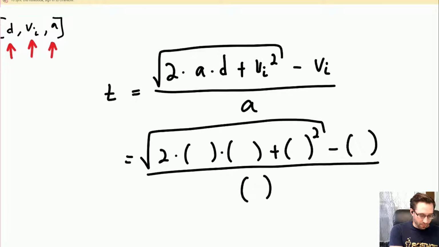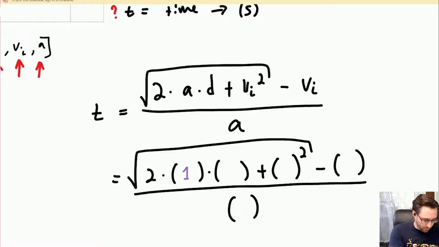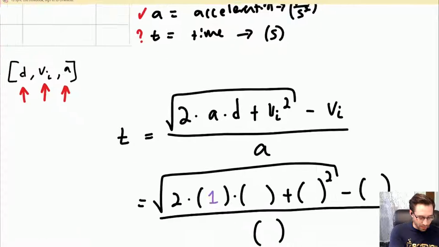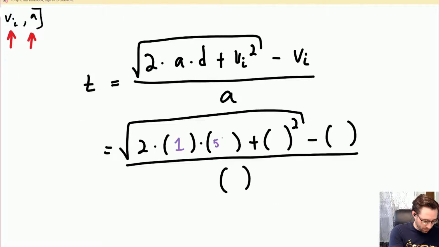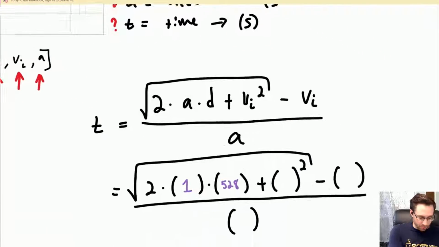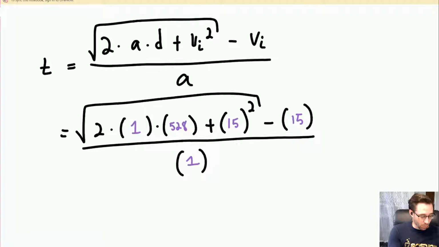All right, so the value for A was 1 meter per second squared. So I put a 1 there. The distance was 528. So 528. The initial velocity was 15. So both of these were initial velocity. And then the acceleration was 1. Cool.